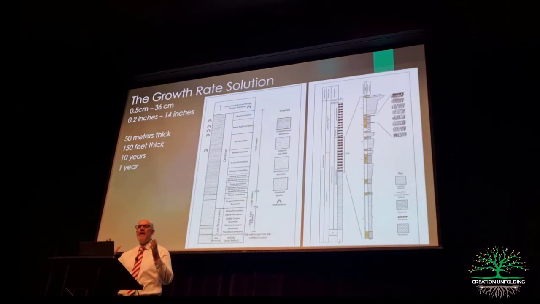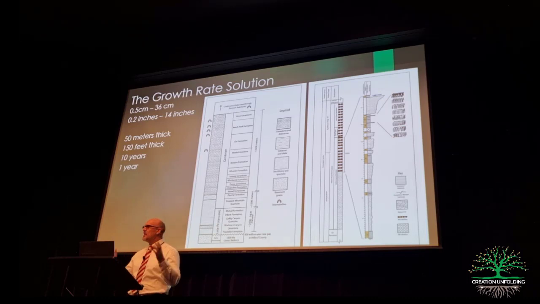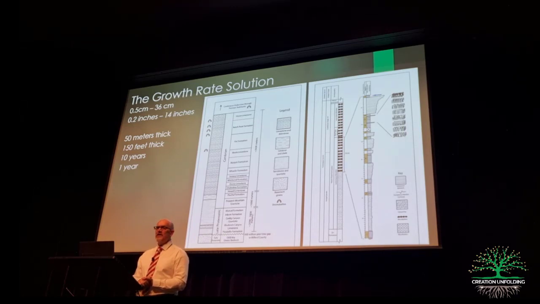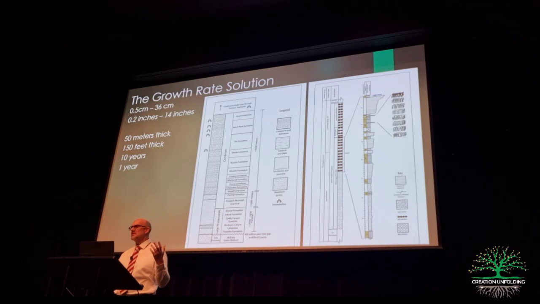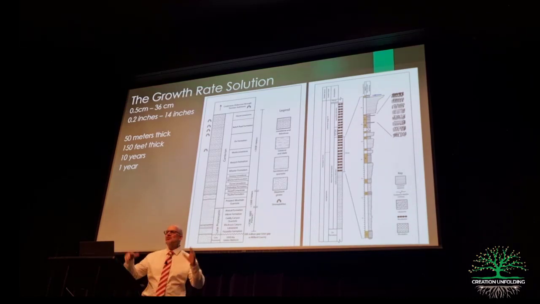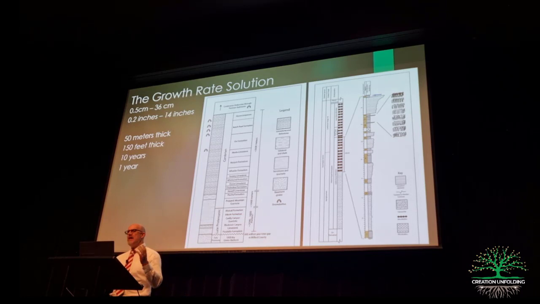Well, we do have stromatolites today. They're not the best analog to use, but it's the best we've got. And they grow fairly slowly. They grow 0.5 centimeters to 36 centimeters a year, about 0.2 inches to about 14 inches a year. So let's call it a foot. Okay, maximum rate of growth is a foot a year.